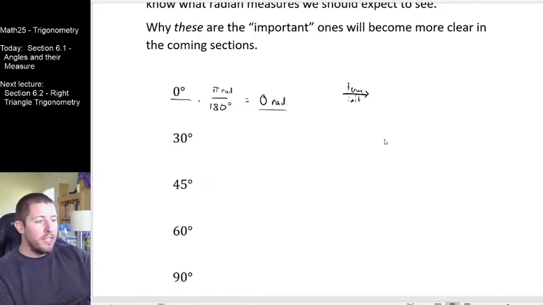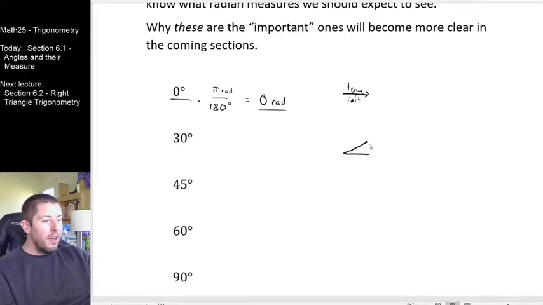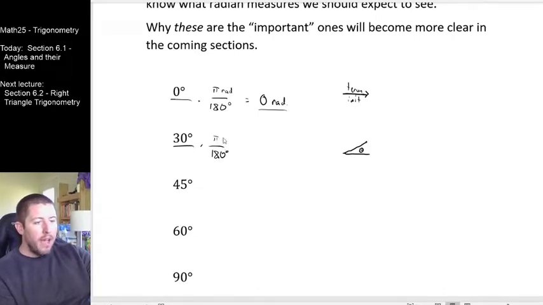We just did 30 degrees a second ago. A 30-degree angle is going to be 1/3 of a 90-degree angle. So I'd say something that looks about like that. I'm going to do my conversion with my 180 degrees over pi radians. My simplification here is that 30 over 180 is going to leave me with 1/6. So that will leave me with pi sixths radians as our equivalent.